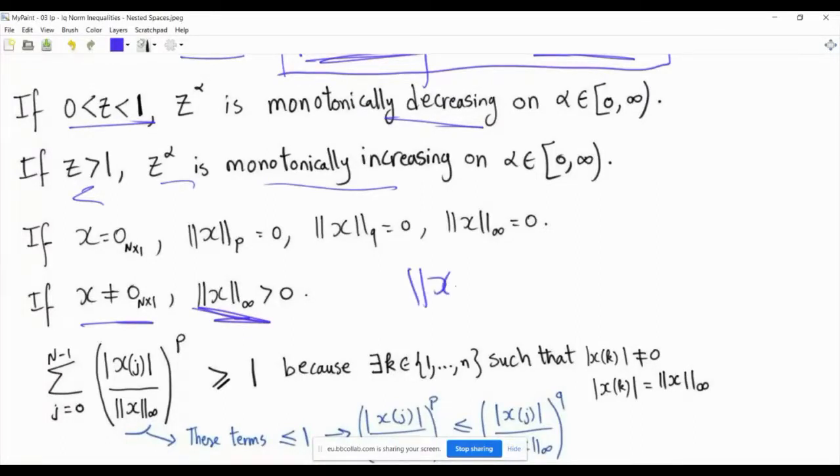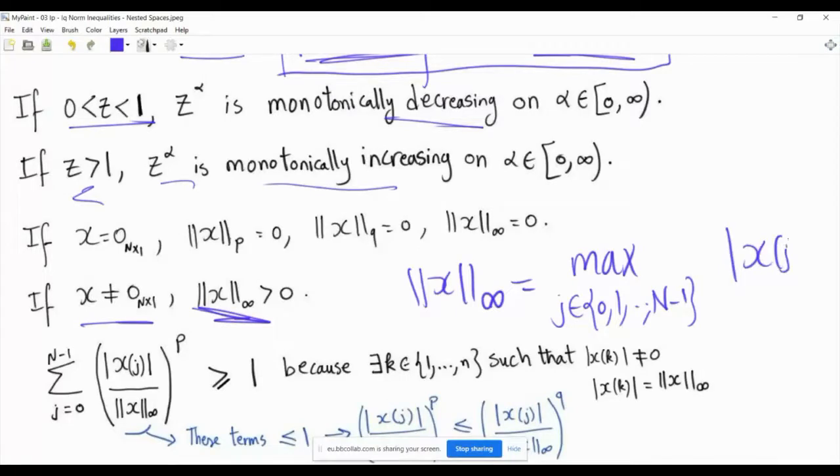So remember, what was the L infinity norm? In the finite case, you take the maximum over j in 0, 1, 2, up to n minus 1, the maximum magnitude, and this will be the L infinity norm. Of course, if the vector is the all zero vector, all components will be 0, and this will be 0, but now we will assume that there is at least one component that is non-zero.